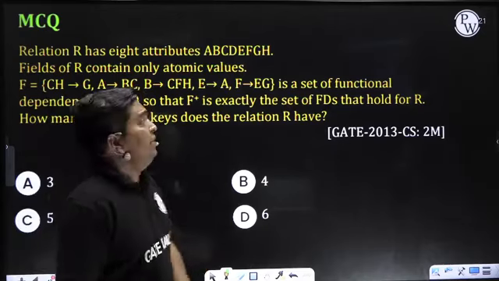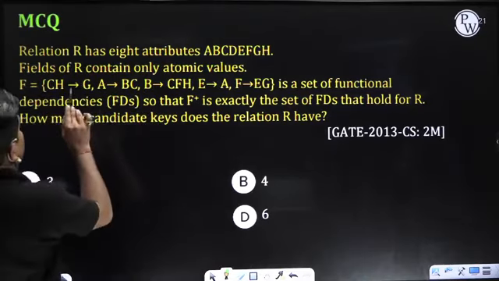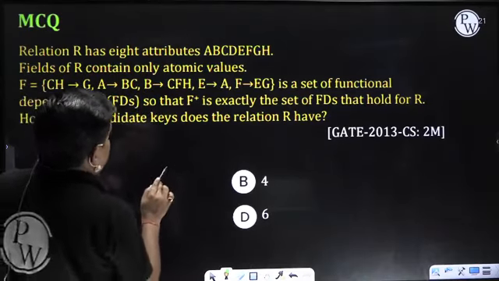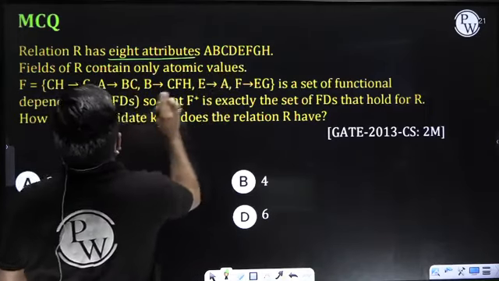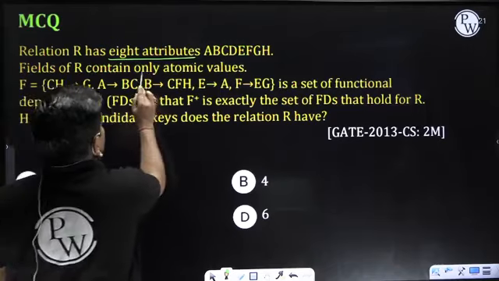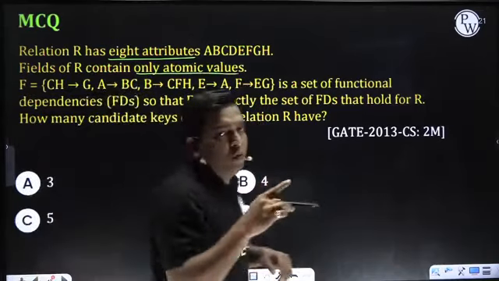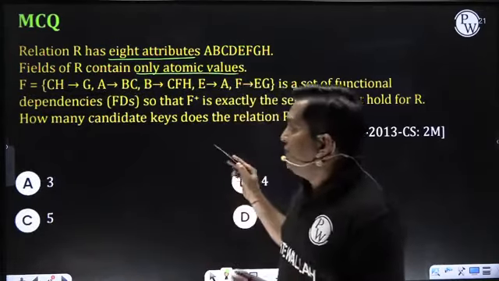Hello, my dear student. In this question it is mentioned a relation R has 8 attributes. How many attributes are there? 8 attributes: A, B, C, D, E, F, G, H, and R contains only atomic values. There is no multi-valued attribute. Okay, and the FD set is given.